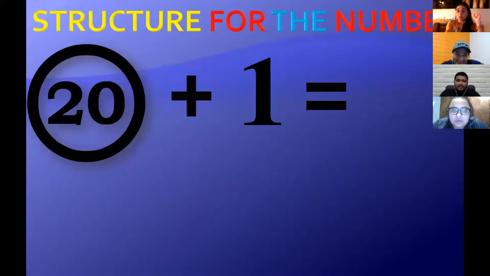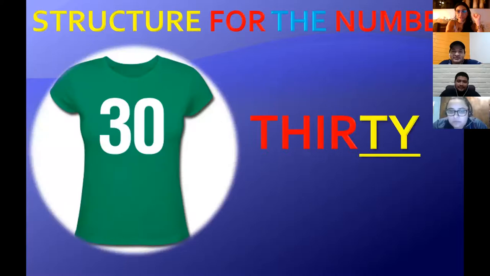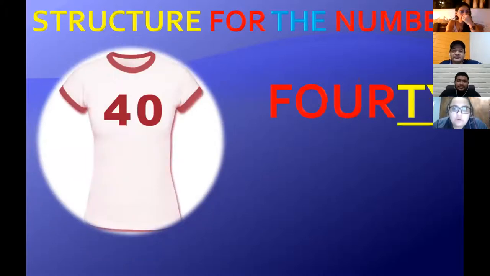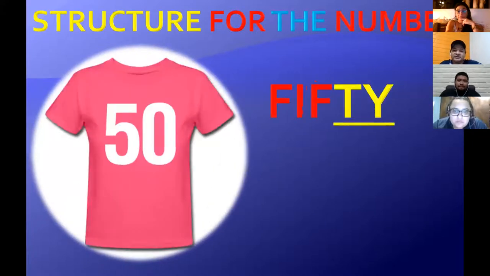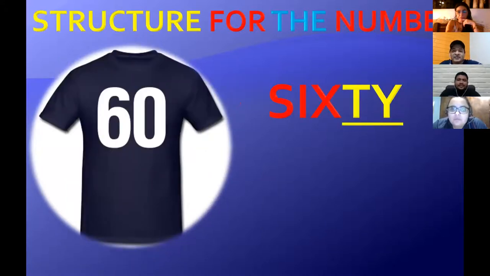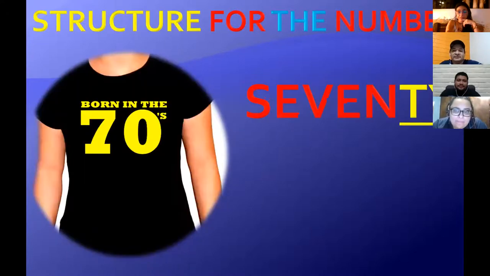Let's see. 20 plus one, Nelson? 21. Excellent. Very good. All right. Tanya, 20 plus seven? 27. Very good. Osvaldo, what number is this? 30. Very good. This one, Nelson? 34. Very good. This one, Tanya? 40. Very good. This one, Osvaldo? 45. And this one, Nelson? 50. Very good. And this one, Tanya? 52. Very nice. Osvaldo? 60. Very nice. And Nelson? 69. Very good. Tanya? 17.